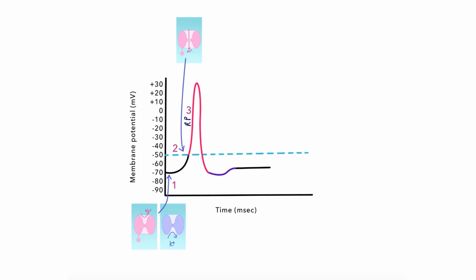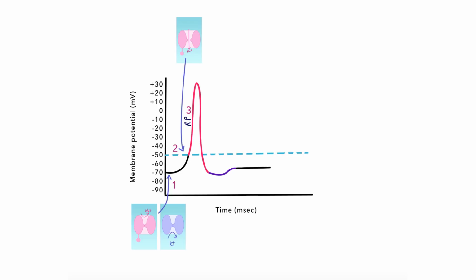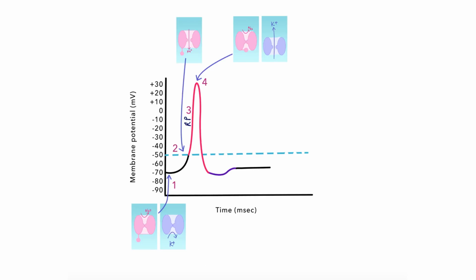At point 3, sodium begins to enter the cell, causing an explosive depolarization to around plus 30 millivolts. This generates the rising phase of the action potential. At point 4, we see the peak of the action potential. The sodium inactivation gate closes and the permeability to sodium falls, ending net movement of sodium into the cell. At the same time, the potassium activation gate opens and the permeability to potassium rises.